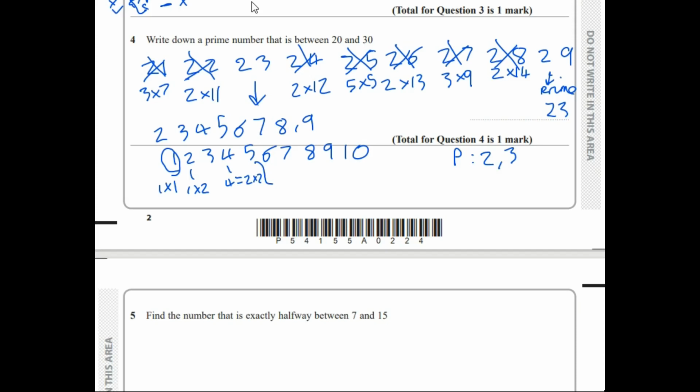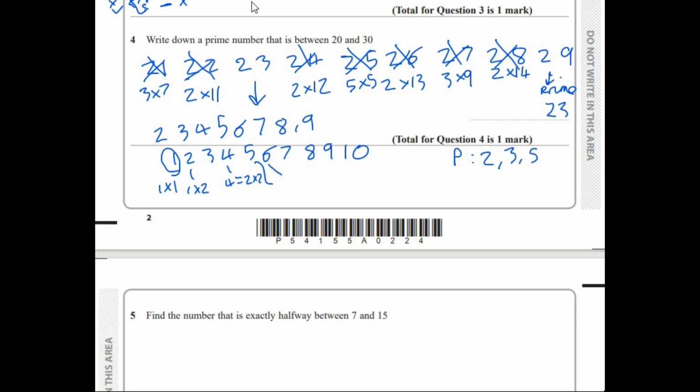Now 5. Is 5 divisible by any of these? Is it even? No, so it can't be divisible by 2. Is it divisible by 3? No, 3 plus 3 is 6, and so 5 can't be divisible by 3. Is it divisible by 4? Again, no. 5 is not divisible. So 5 is also prime.